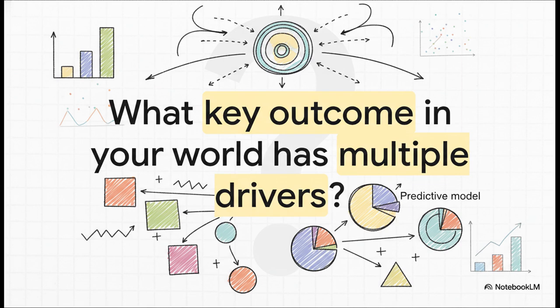What's the most critical outcome in your work, or hey, even in your life, that isn't driven by just one thing? And what are those multiple factors behind it that you could actually start measuring today to build your very own predictive model?